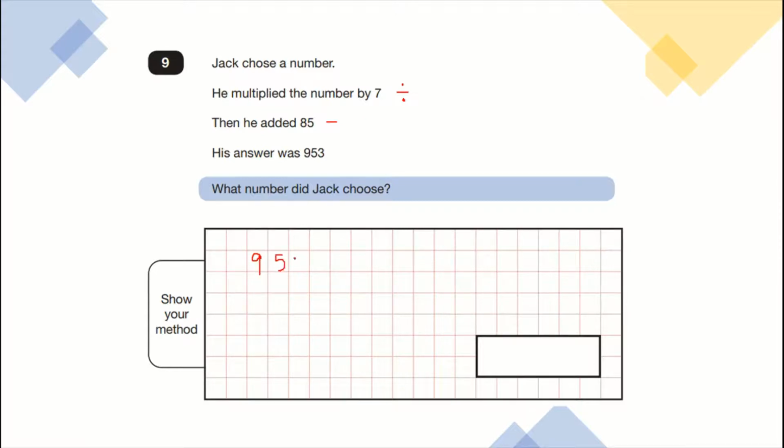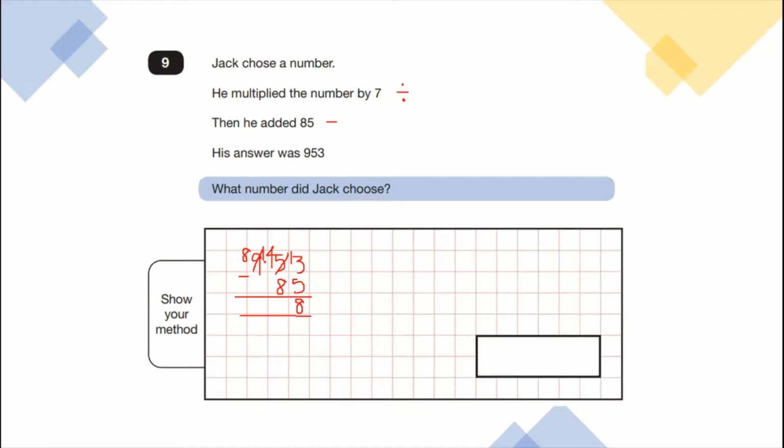953 minus 85. So 3 minus 5, well we can't do that, so we have to borrow 1 from the 5. We have to make this a 4, and we're going to carry it over the 1. 13 minus 5, that gives us 8. 4 minus 8, can't do that, so we have to borrow 1 from the 9, making this an 8, and making this a 14.